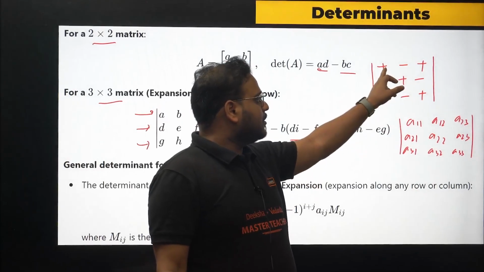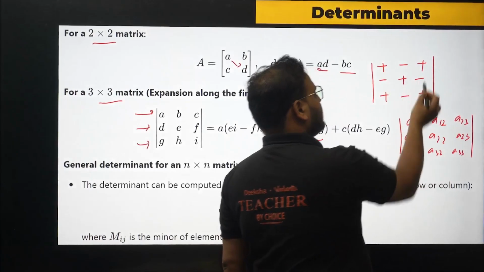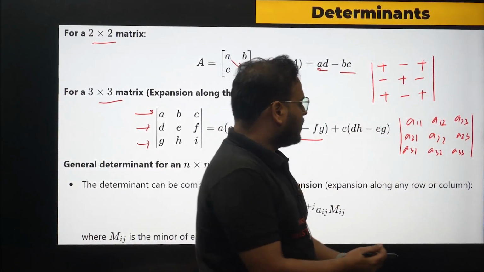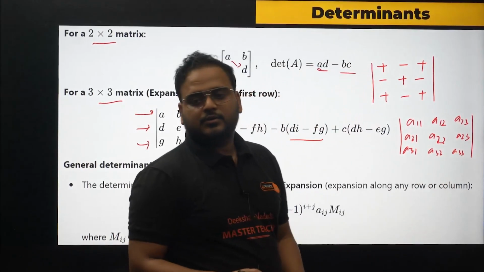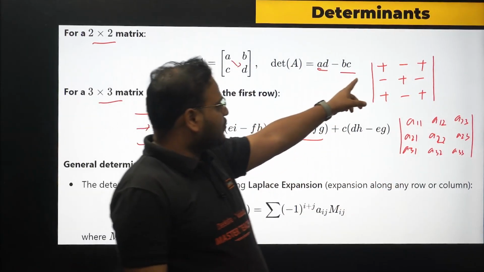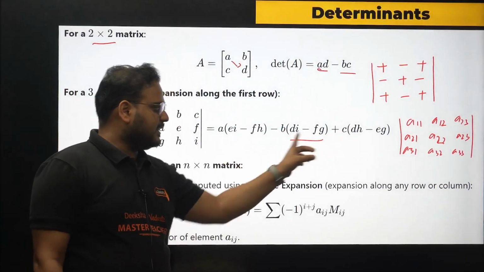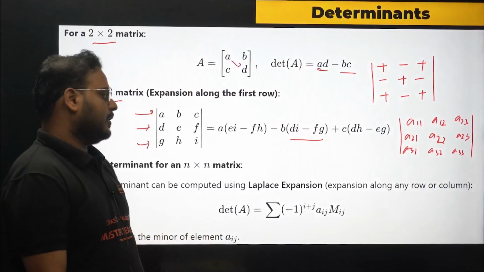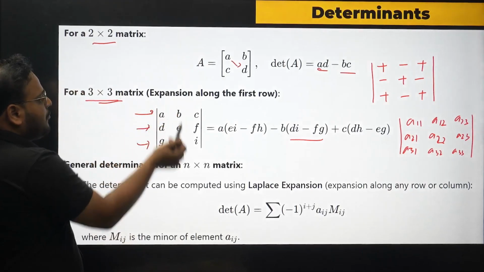1 plus 1 is even, 1 plus 2 is odd, 1 plus 3 is even, that's why plus, minus, plus. 2 plus 1 is odd, so minus. 2 plus 2 is 4, so even, so plus. I hope you get how we are doing it. So wherever the sum of i plus j is even, that coefficient becomes positive. That's why here it is plus a, this is plus c. Whereas in the case of b it is 1 plus 2, so 3, odd. That's why we have the minus b sign over here. So that's how you expand any 3 cross 3 matrix to find the determinant value.